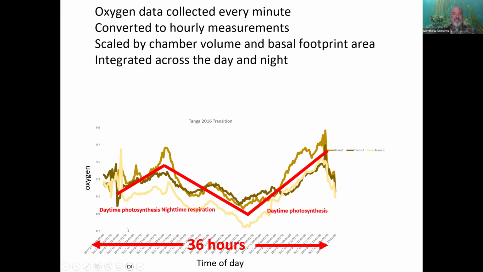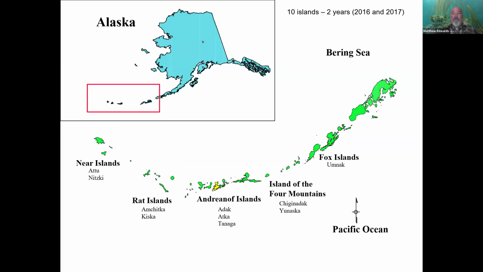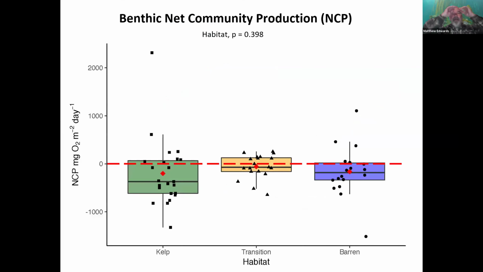So we can convert these. We know the time, we know the change in oxygen, and we can convert these to time-dependent estimates of photosynthesis and respiration. And so we did this across the Aleutian Islands. And the first thing we came up with, if we look at net community production, this is just en masse when you balance photosynthesis and respiration together.